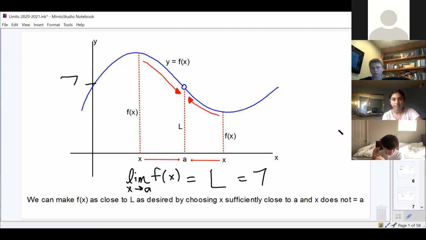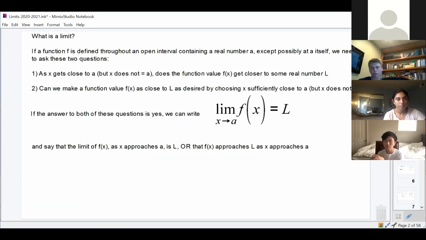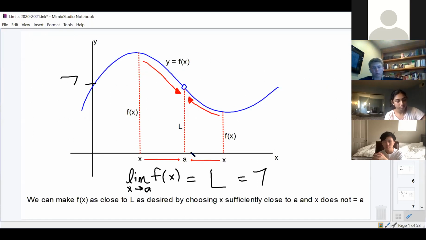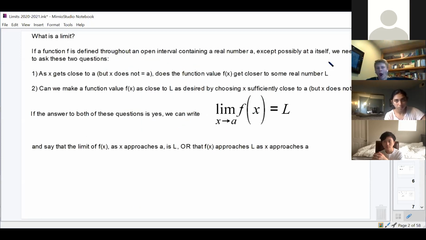So as we do some of this stuff today, we're going to be asking ourselves these questions when we talk about limits. If we can answer both of these two questions as yes, then we have a limit that exists. So the first question we want to ask ourselves every time we're looking into a limit is, as x gets close to a, does the function get close to some real number, L? And that's what we had in the picture before, right? As x got very, very close to a, the function got very, very close to L. Okay? So yes, question 1 was satisfied with what we were just talking about.